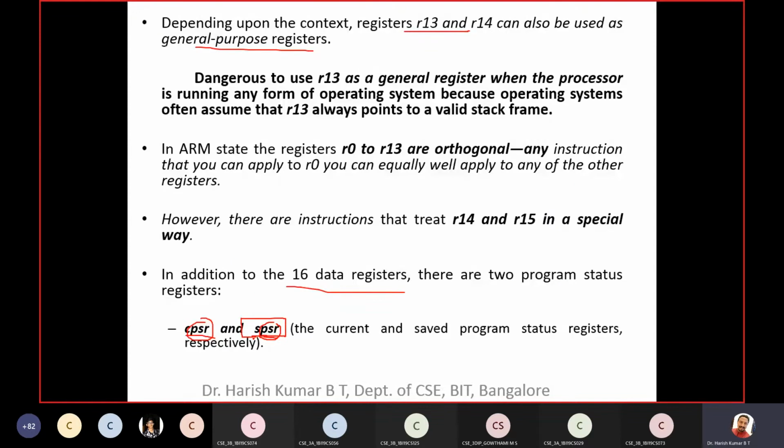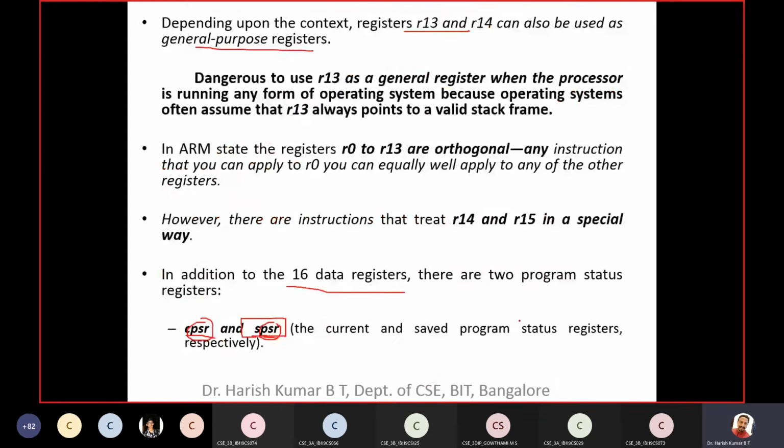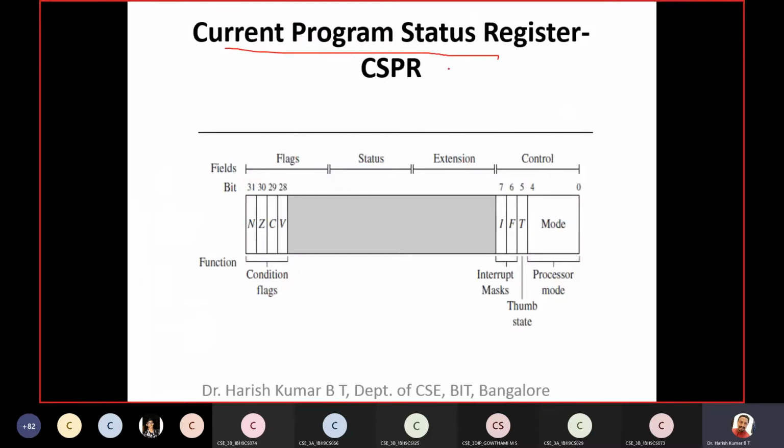Now, time to understand. You understood? Okay, these are the general purpose registers from here to here. All of them are general purpose registers, but these three have some special meaning. Now, what are these program status registers? There are two, CPSR and SPSR. We'll try to understand this current program status register. It is again 32-bit capacity. You can see here the 0th bit till the 31st bit, and what it has is flags.